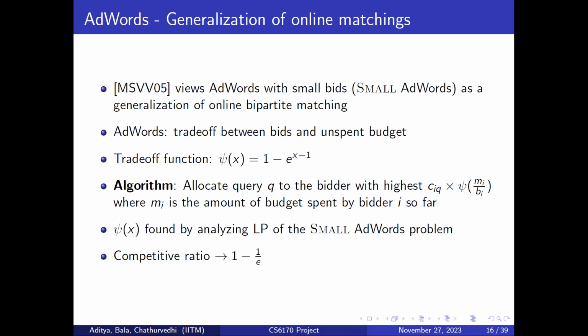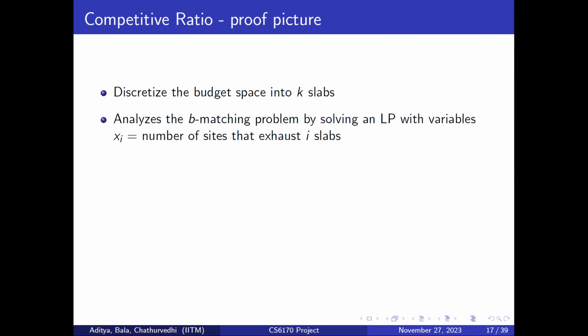Allocate query q to the bidder with the highest bid price times psi of the fraction of budget spent so far. So if a higher budget is spent by that bidder, then their psi is lesser and their weighted bid is lesser in some sense. One can also note that if the bids by all bidders are the same, then this algorithm is just a case of the balance algorithm. Psi is found by analyzing the linear program of the small adwords problem. And this algorithm is said to have a competitive ratio of 1 minus 1 by e.